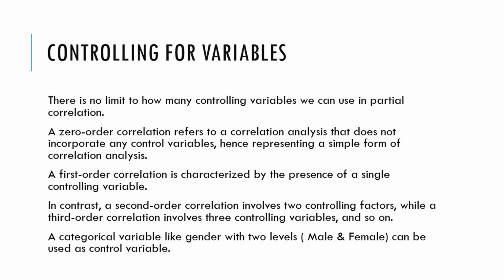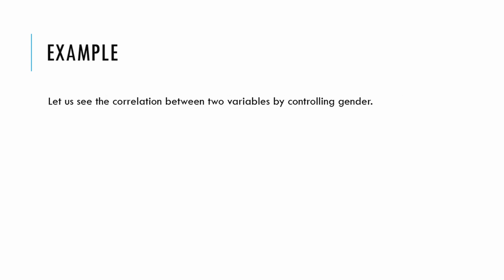And you must know that a categorical variable like gender with two levels, male and female, can be used as a control variable, but a categorical variable having more than two levels is not possible to control. Let us take an example in which we are looking for the correlation between two variables by controlling for gender, that is male and female.